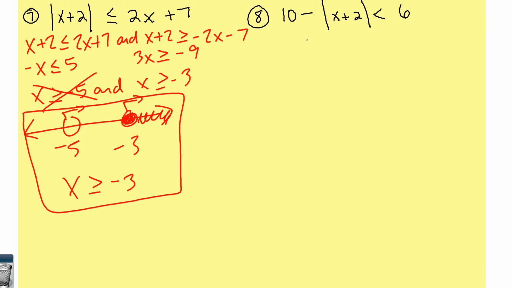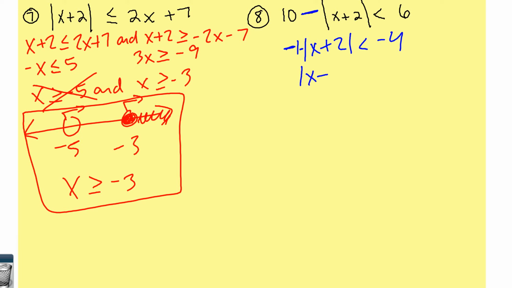Next one, number 8. You got to move that 10 to the other side. So I get a lot of kids that write this, and then they see it and think no solution. But there's a negative. That's like a negative 1 out front. What is that negative 1 doing to that absolute value? Multiplying. So let's get rid of it by dividing.